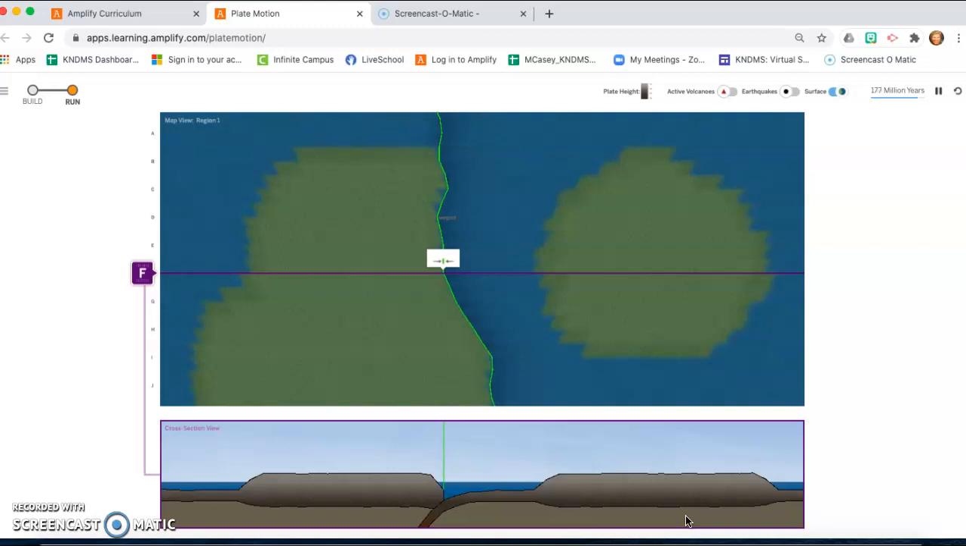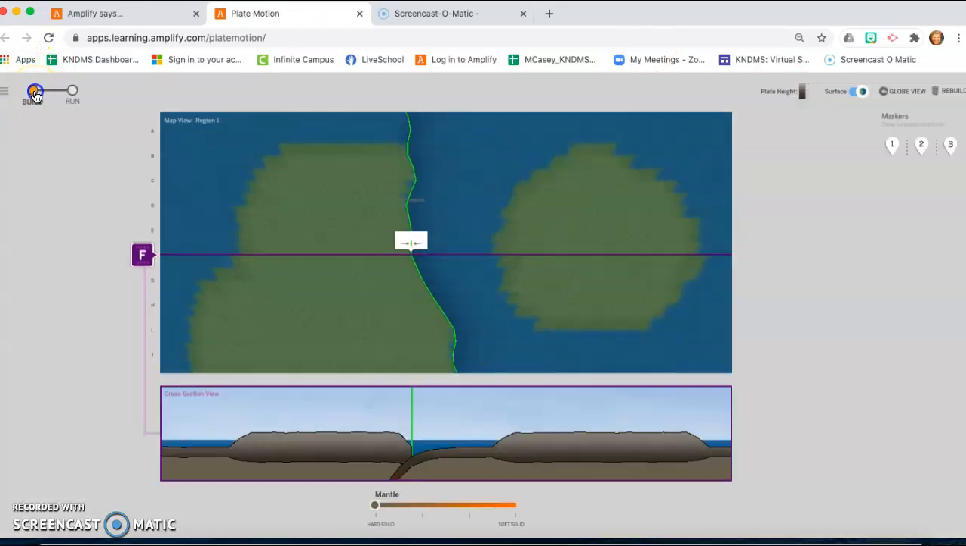Okay. Once the run is ended, it says press build. So now the run is ended. You can see that. Go back over here and press build. And it says change the mantle to a soft solid. So down here, move that over to soft solid. Press run.